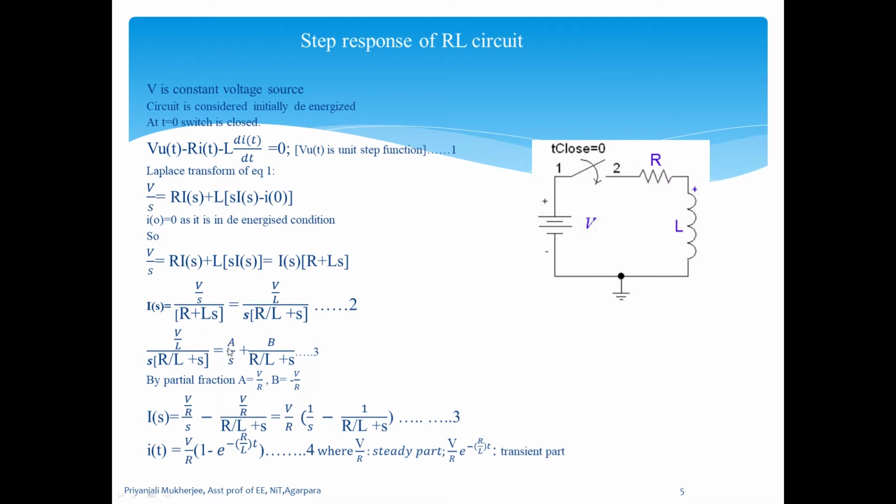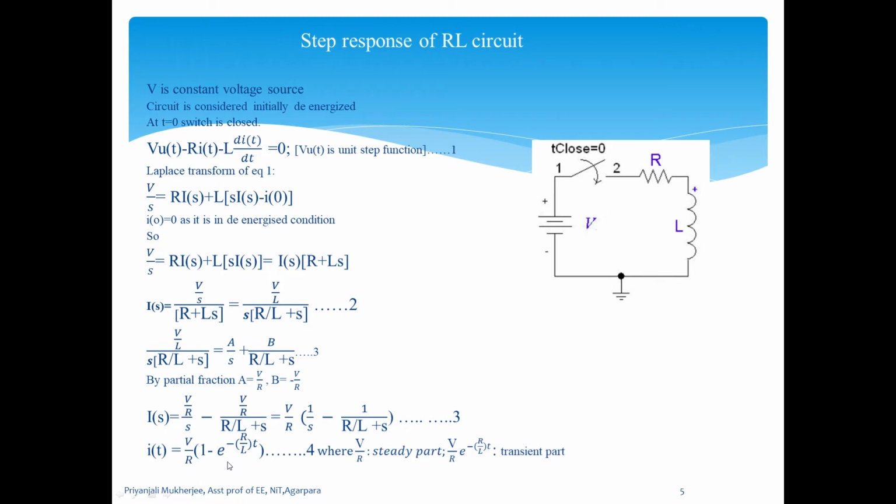So, using partial fractions, we can write this I(S) is equal to A/S plus B/(R/L plus S). So by solving using the partial fractions, A is V/R and B is equal to minus V/R. By putting the values in this equation 3, we can write this is equal to (V/R)/S minus (V/R)/(R/L plus S), or it can be written as V/R into [1/S minus 1/(R/L plus S)]. So we can again take the inverse Laplace transform, and it becomes V/R into (1 minus e to the power minus R/L into t).